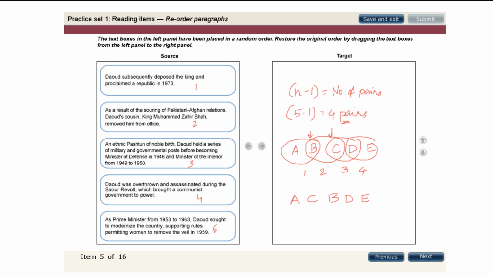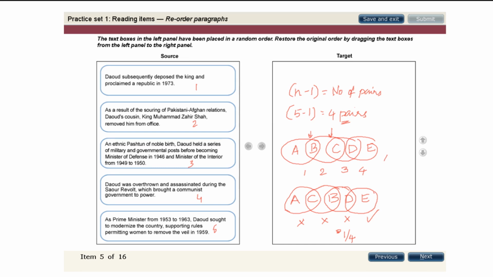So AC is not a pair because AB is supposed to be the right pair here. All right, and CB, is this a pair? No, it's not a pair either. Is BD the correct pair? No. DE, yes. So out of 4 possible right answers, you could have only formed 1 out of 4 pairs.